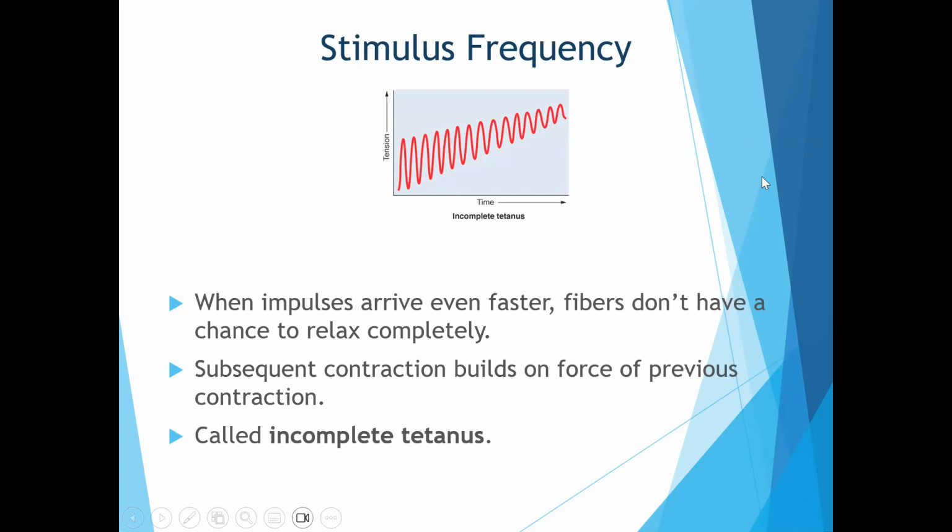Another concept is incomplete tetanus. And so again, in this one, each subsequent contraction is stronger than the one before it. And this time it's because the fibers don't have a chance to actually relax. So the contractions build on each other. So rather than it being the treppe or the staircase that we see with calcium, when we talk about the actual fibers having time to relax, we're talking about incomplete tetanus.